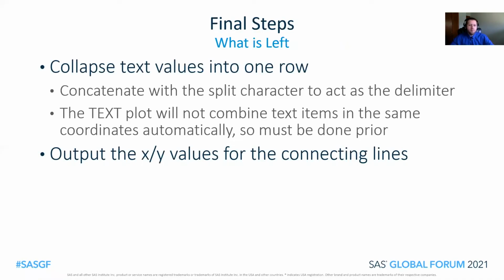Some final steps. What's left, we have to collapse our text values into one row. I concatenate with the split character to act as a delimiter or the line break within the text box. The reason why I do this is because the text block will not automatically combine text items that are plotted in the same coordinates. They'll actually just stack on top of each other. So I have to do this prior to plotting. I also have to output the X and Y values for all the connecting lines.